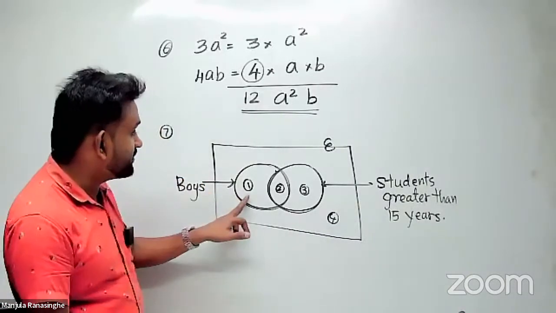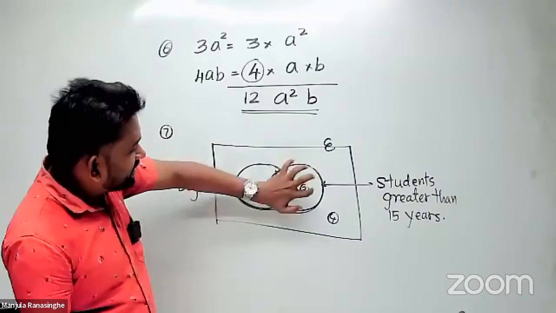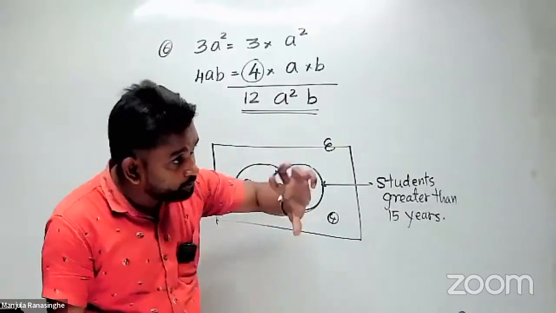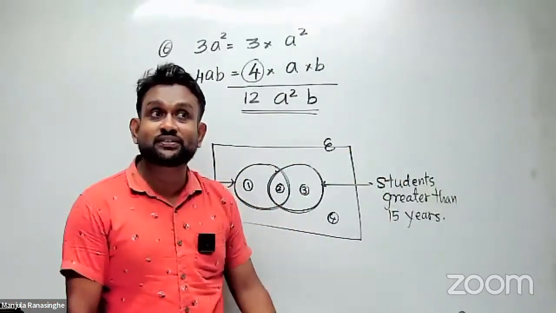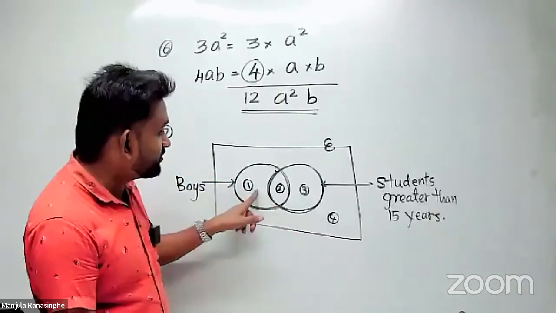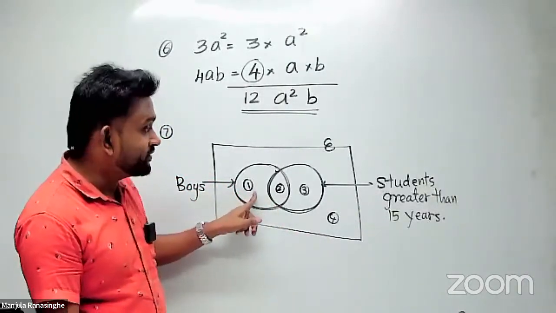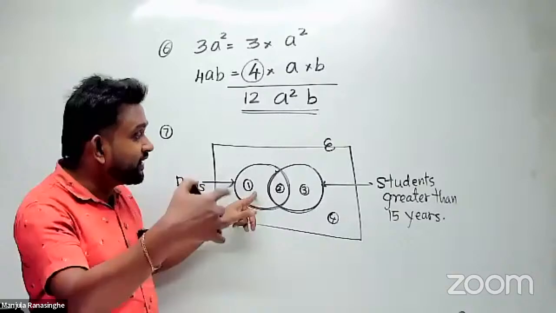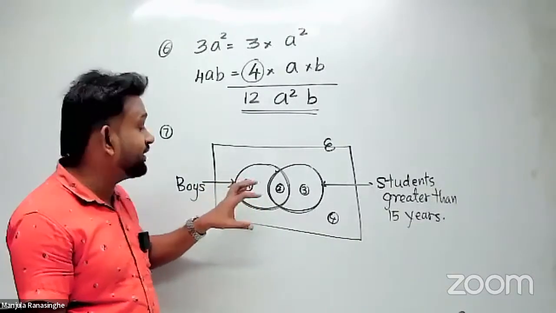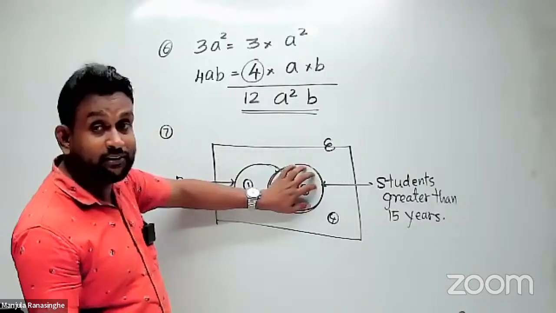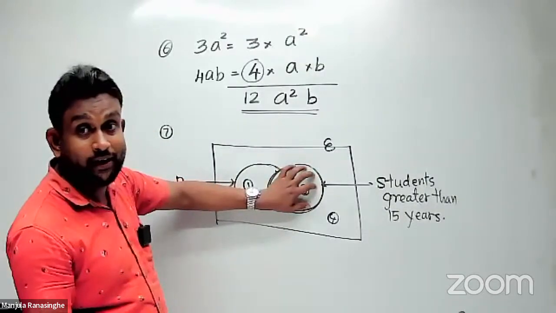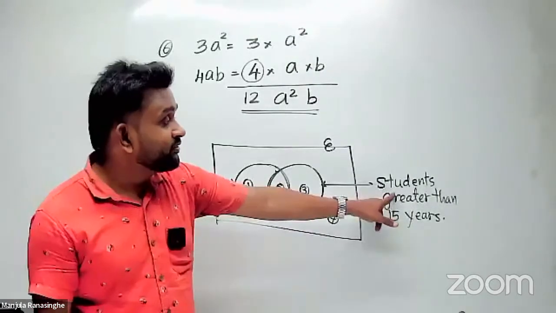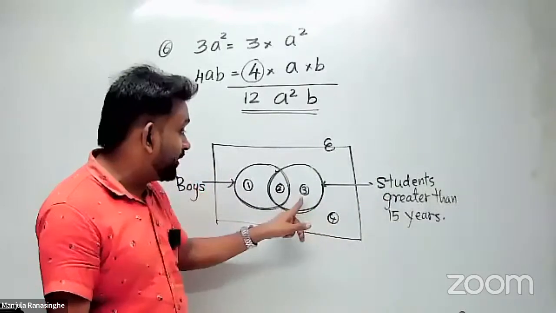But not only boys: here boys, but they do not intersect with students greater than 15 years. So what is the complement of greater than 15 years? That is less than 15 years. So you can say in other words, boys less than 15 years, or otherwise boys not greater than 15 years. So this is the boys, but not intersecting with this set, meaning the complement of that. So what is 2? The combination of both, boys as well as greater than 15 years. Then what about 3?